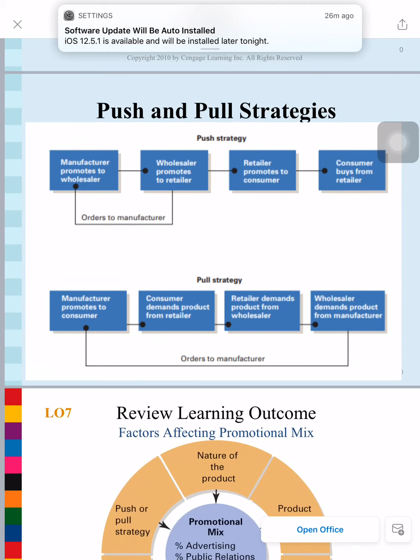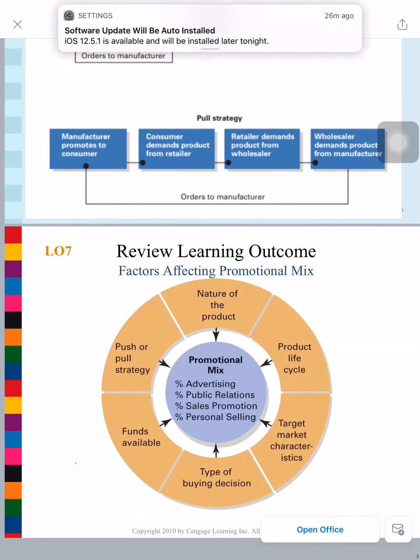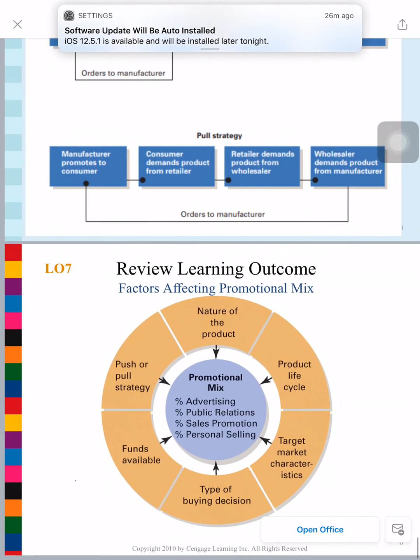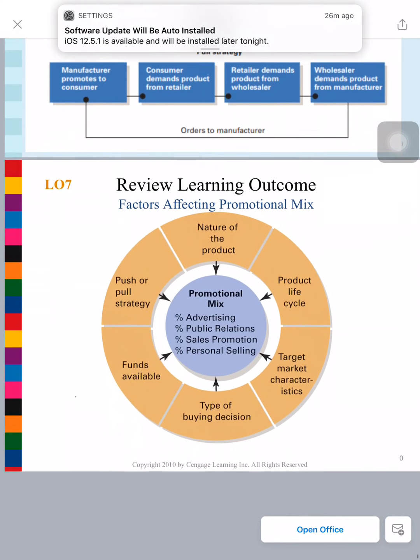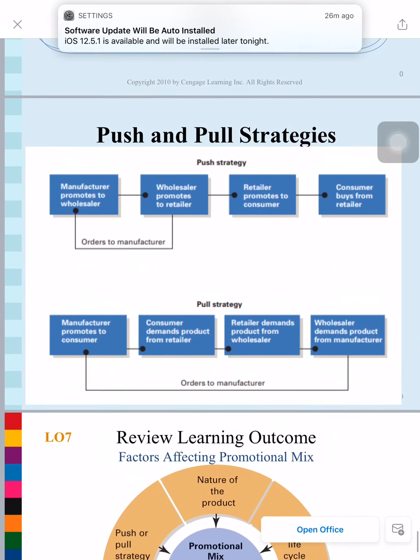Okay, so a review of the factors affecting the promotional mix: the nature of the product life cycle, target market characteristics, type of buying decision, funds available, and push and pull strategy. So okay, that's all for this chapter.